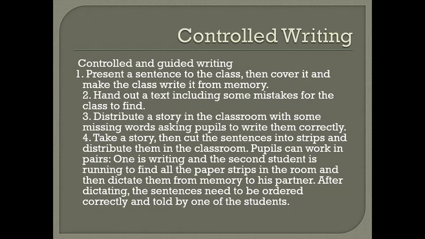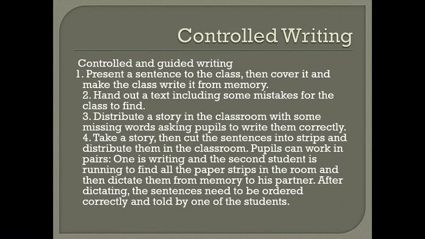Hand out a text including some mistakes for the class to find. Another activity can be, if I give you some words written and you have to fill up, correct the mistakes. A story can be distributed in the classroom with some missing words, asking people to write them correctly. Take a story, then cut the sentences into strips and distribute them into the classroom. Pupils can work in pairs. One is writing, and the second student is running to find all the paper strips in the room and then dictate them from memory to his partner.